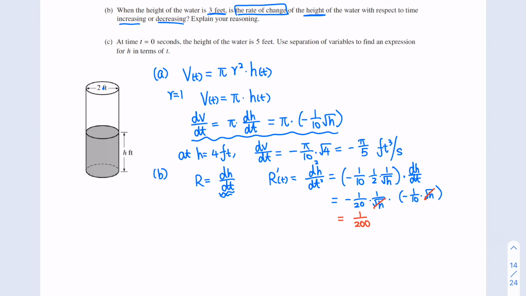Because the derivative is always positive, the rate of change of the height is increasing.